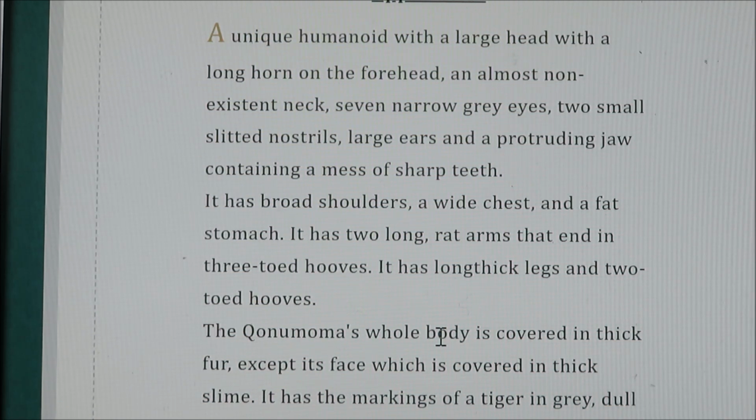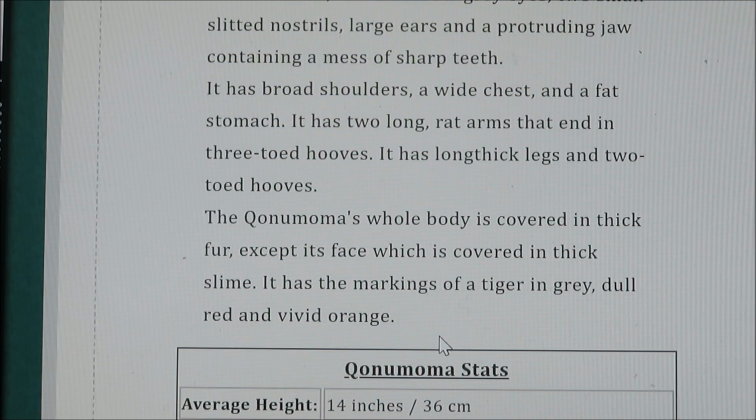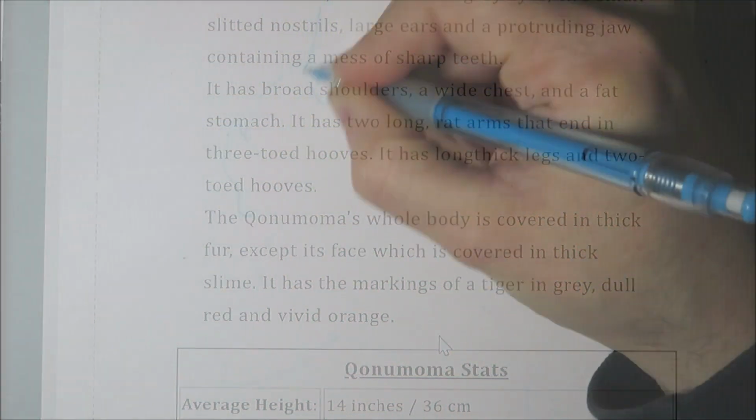Well, that's not convenient. The Kunonoma's whole body is covered in thick fur except its face, which is covered in thick slime. Yikes. It has the markings of a tiger in grey, dull red and vivid orange. Well, that's the Kunonoma. Okay, well that's not starting off easy, but let's jump into this drawing and see what we can come up with.